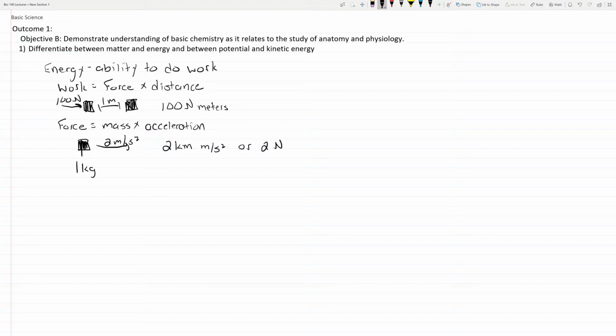So that's energy. That's really energy. Now, there's a bunch of types of energy that we don't have to worry about. We just want to know the basics, and this is the very basic of it. The two types of energy that we want to know about are potential and kinetic.